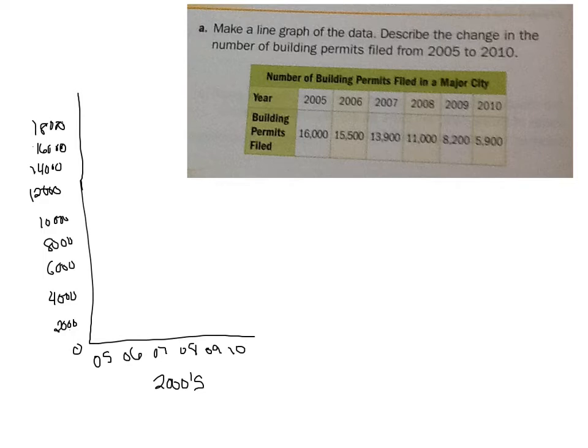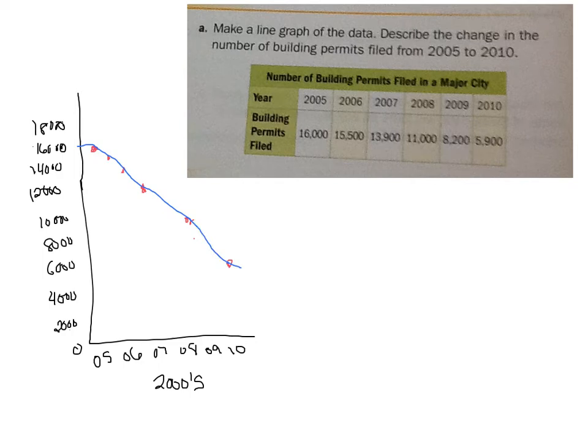So plot these points with me. In 05, they were at 16,000. So I'm going to put a dot right there. In 2006, they were at 15,500, so down a little bit. In 2007, they were down a little bit more. 2008, they were all the way down to 11,000. 2009, they were at 8,200. So I'm going to go all the way down to 8,200 roughly. And then 2010, they were down to 5,900. So now what I'm going to do is connect these dots with a line.